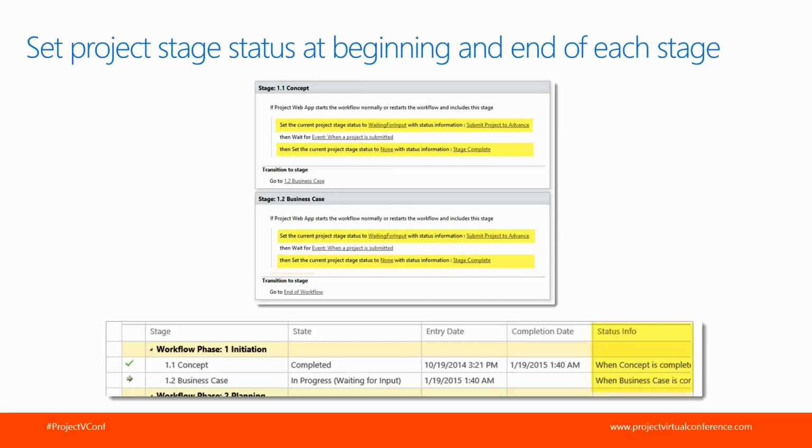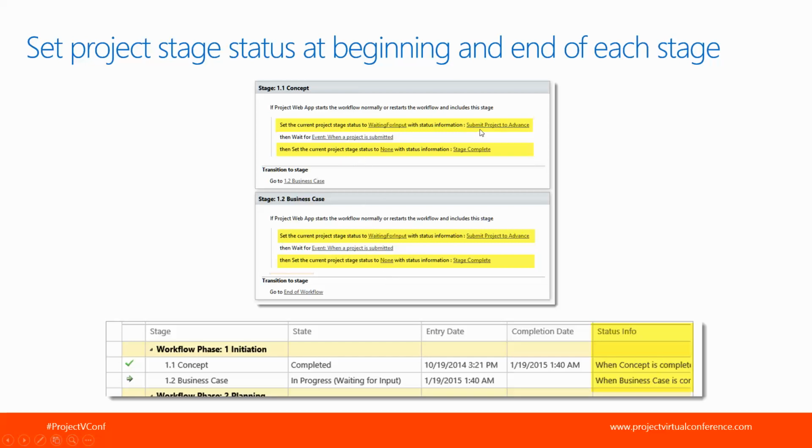Another best practice we like to do is use what's called the set stage status. I mentioned this briefly earlier. This is an action that's going to give users information about what's happening next. This is optional, but it really does provide a lot of good information. And so as a best practice, we like to put these set project stage status actions at the beginning and end of each stage. You can see them highlighted yellow on 2 stages here.